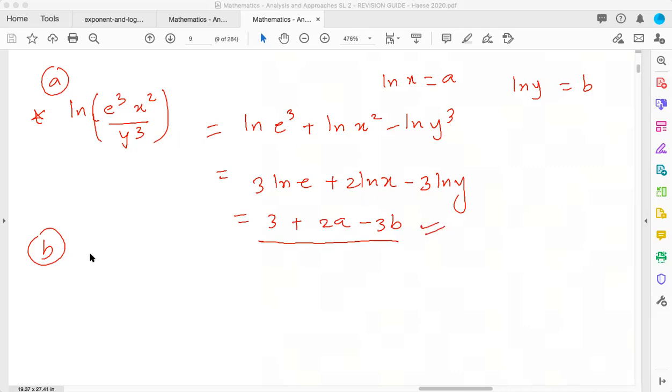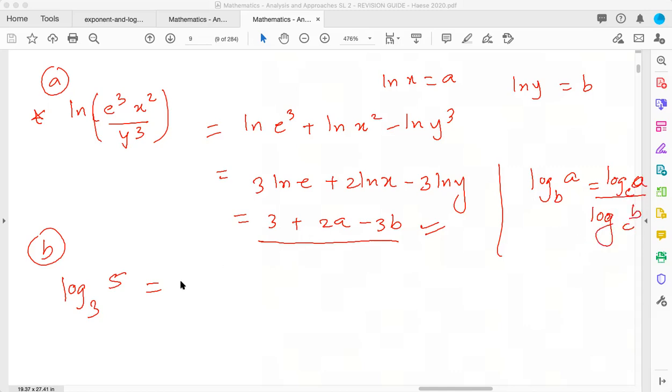Now, for example, can I write log 5 to the base 3 using a different base? The change of base rule, as I discussed previously, says log a to the base b can be written as log a to the base c over log b to the base c. So if I put the base e here, I can write log 5 to the base e over log 3 to the base e, which is ln 5 over ln 3. This is sometimes required at standard level.